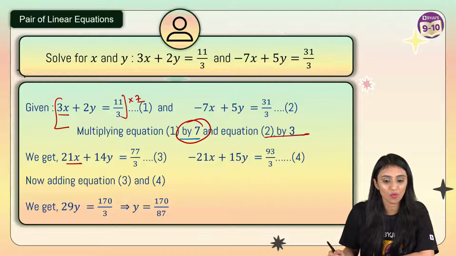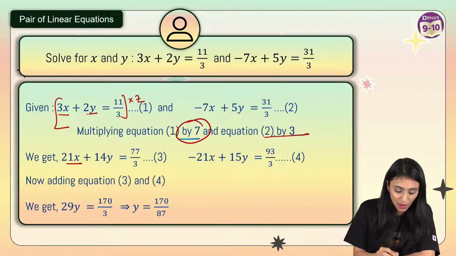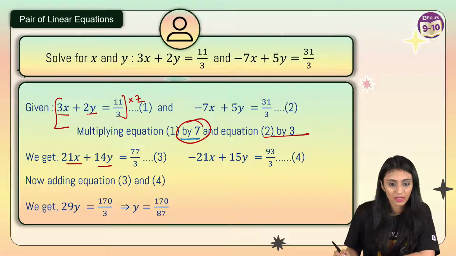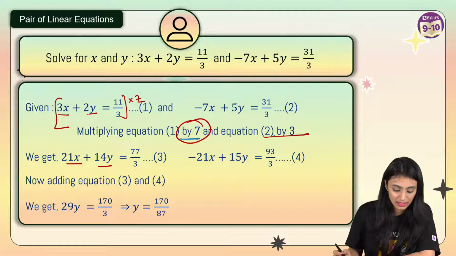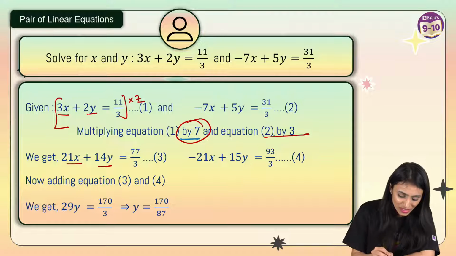Yes, Ekta, please post whatever doubt you have. Previous one is good, right, Bhumi? Okay, and then 7 times 2y is going to be 14y. Yes, which lesson? It's linear equations that I'm explaining right now. And 11 by 3 times 7, that's going to be 77 by 3.